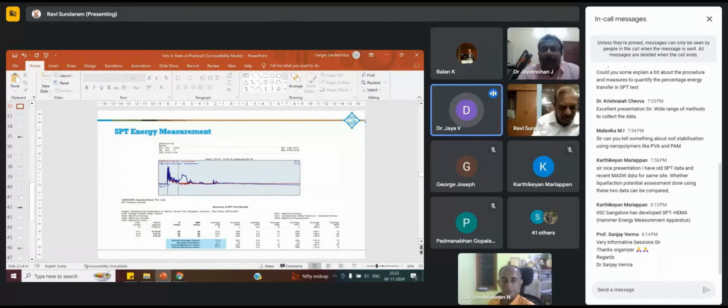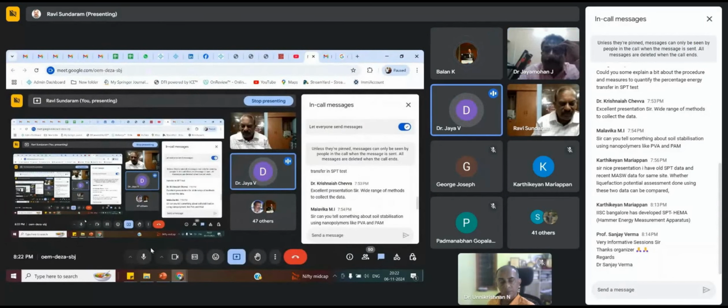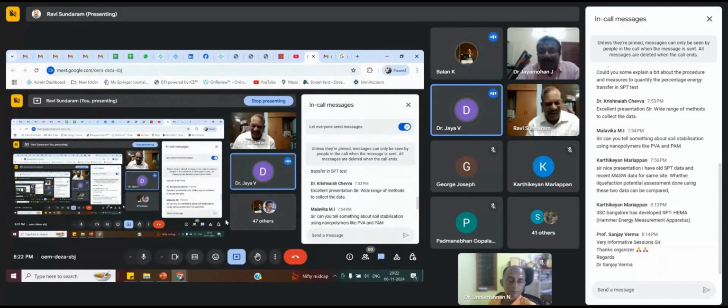Sir addressed the wide variation, that is the difference between moduli of elasticity in SPT and CPTU. That is very informative and very useful to geotechnical engineers while calculating settlement criteria based allowable bearing pressure. So I thank sir for giving a very informative talk about advanced geotechnical investigation, and all the participants are delighted with your presentation. I thank you sir for giving this wonderful presentation.